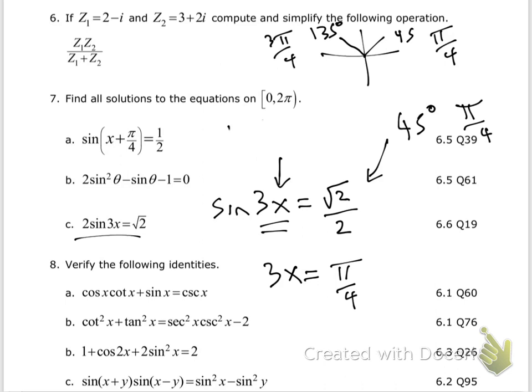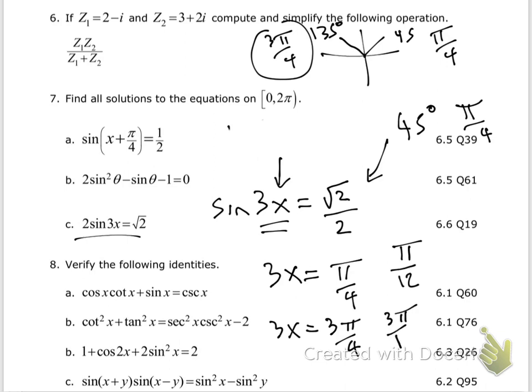Right, let's take a look at this. So we have 3x equals pi over 4, but also 3x equals 3 pi over 4. Remember over here as well? I guess we just divide both sides by 3. So pi over 12 and 3 pi over 12, or 1 pi over 4.